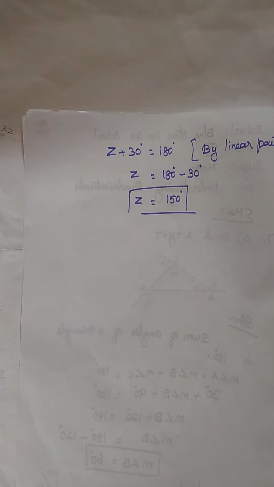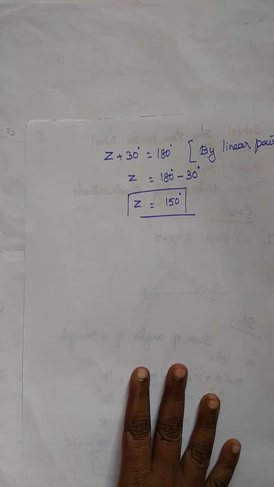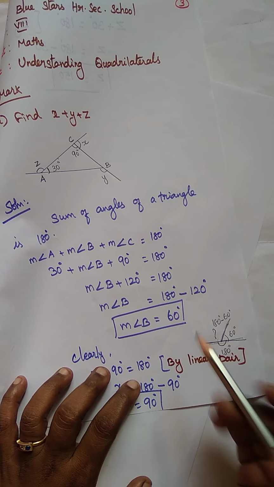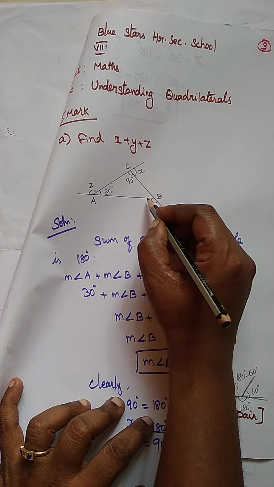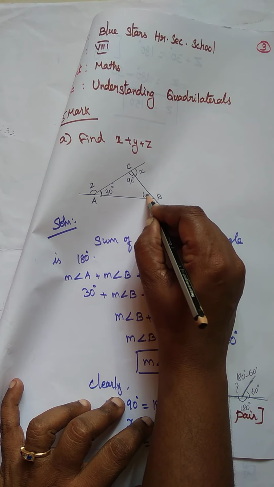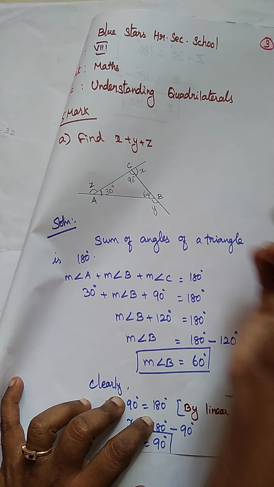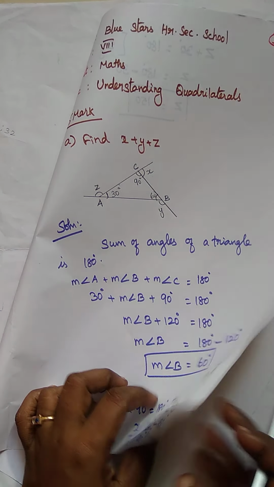Next, the third angle is y. Okay, so how can we find the y angle அப்படின்னு பார்த்தீங்கன்னா, in this interior angle we already find out that. What is that interior angle? See here, interior angle is 60 அப்படின்றது find out பண்ணியிருக்கோமா? So இப்போ y plus 60 degree is equal to 180 by linear pair.